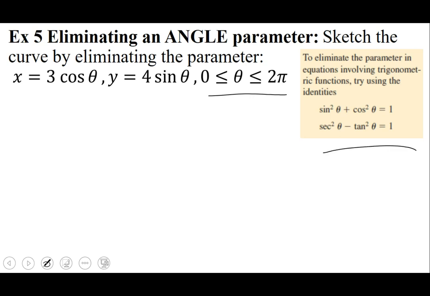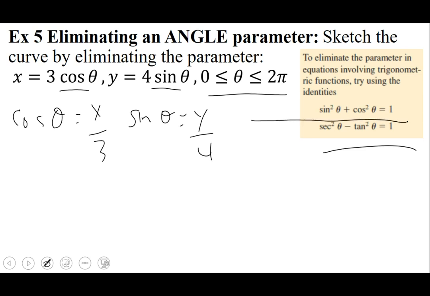And then a little tip over here. If x equals and y equals, we're actually going to do something slightly different than what we did when we tried to eliminate something without an angle. We're going to start by taking each of these parameters and solving them for the trig function. So cosine of theta is going to be equal to x over 3, where sine of theta is going to be equal to y over 4.